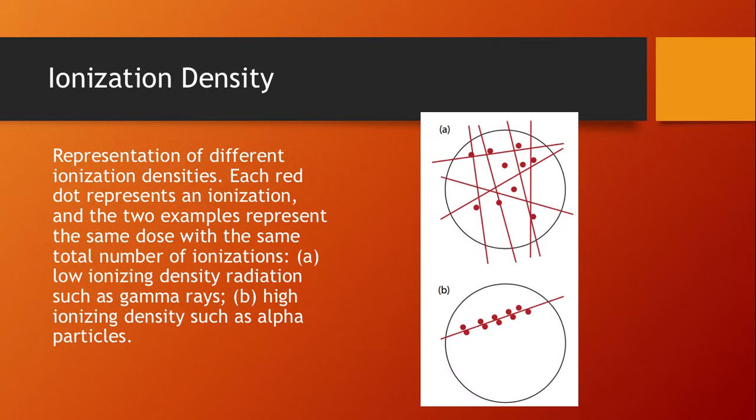So here's a representation of 2 different examples of that ionization density. Each red dot represents an ionization, and the 2 examples represent the same dose with the same total number of ionizations. In A, you have low ionizing density radiation, such as gamma rays, more spread out. In B, you have high ionizing density, such as alpha particles, which are more condensed.